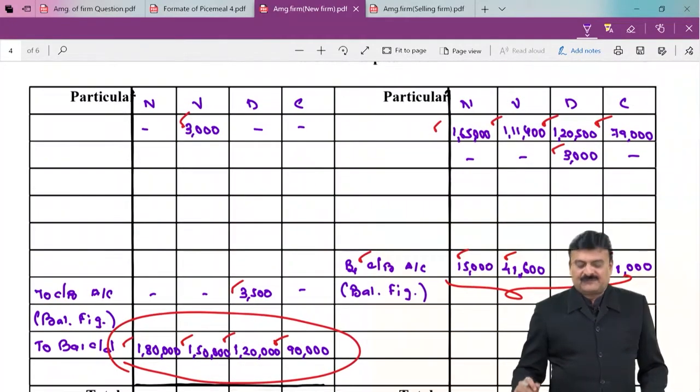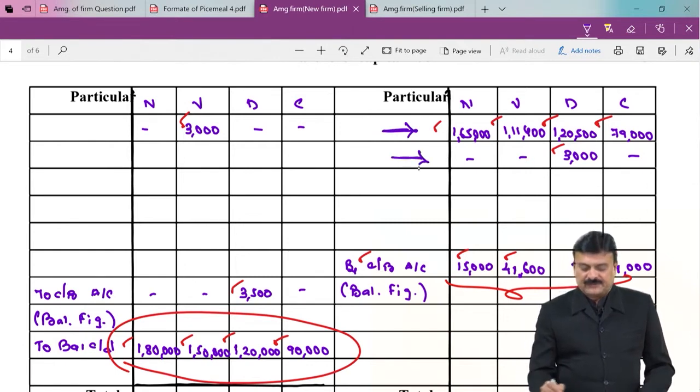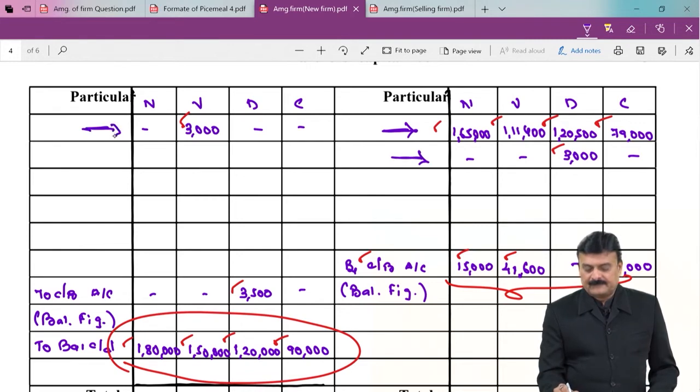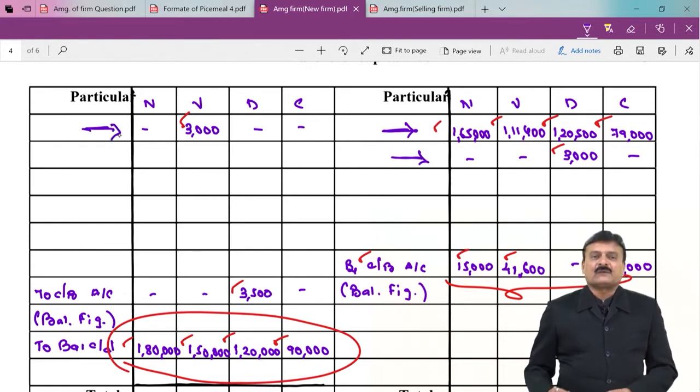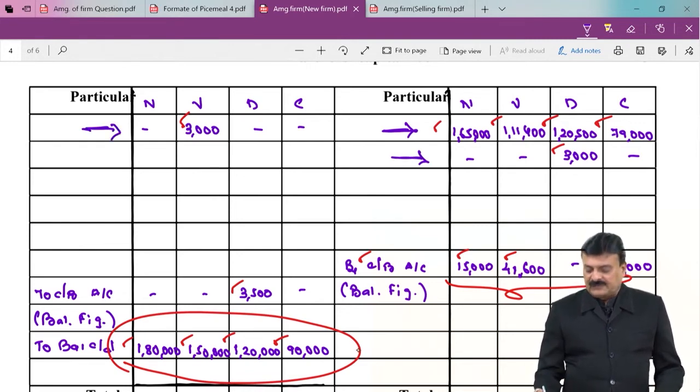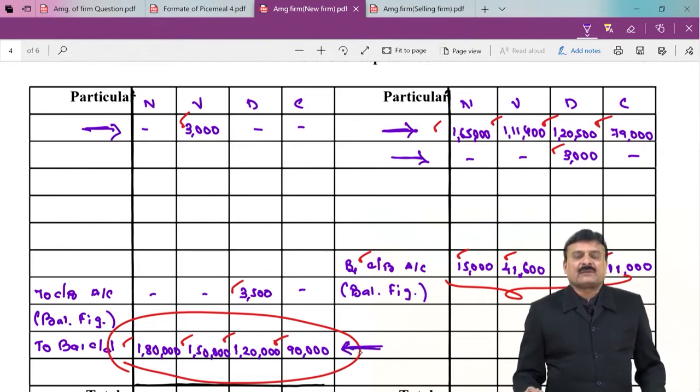Let us see your capital accounts. This is your capital accounts. Initial this entries from your entry number 1. This one is that goodwill entry. After that goodwill entry, writing these closing balances which you already done in capital adjustments.